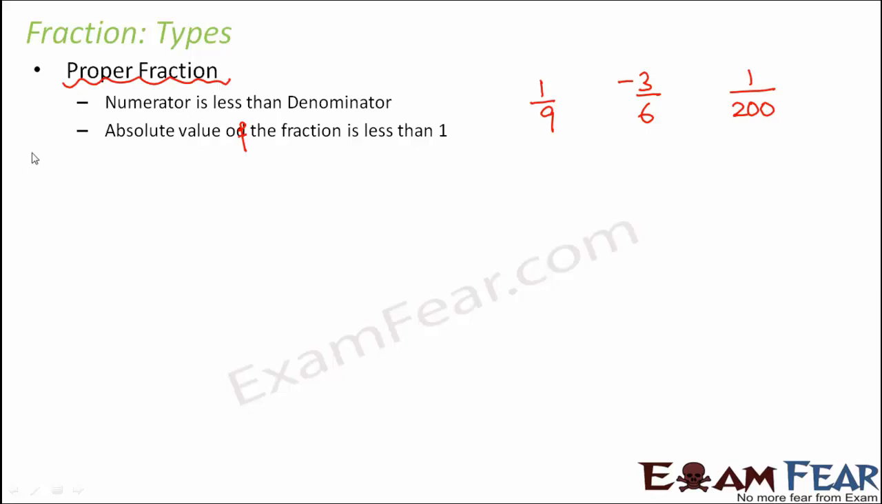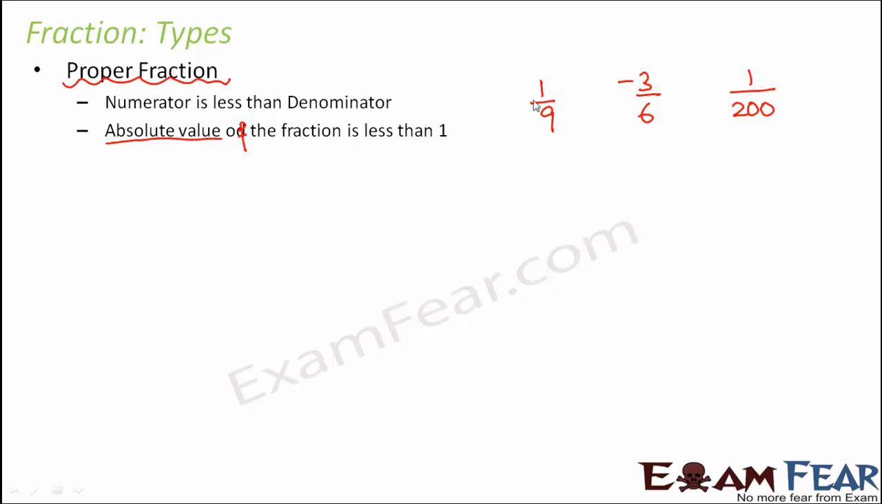What is the meaning of absolute value? Absolute value means non-negative value. The value without considering the sign. For example, here you have minus 3 by 6. If I ask you what is the absolute value of minus 3 by 6, the absolute value would be 3 by 6. Because we have to ignore the sign. Whether it is a positive sign or a negative sign, absolute value is always positive. So absolute value of 1 by 9 would be 1 by 9. Absolute value of minus 3 by 6 would be 3 by 6. Yes. Perfect. So that's absolute value.